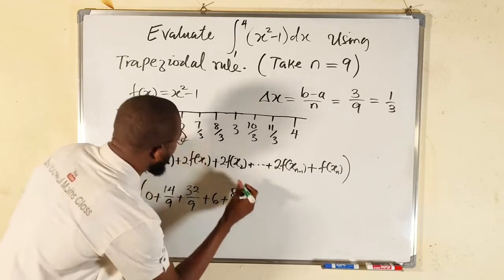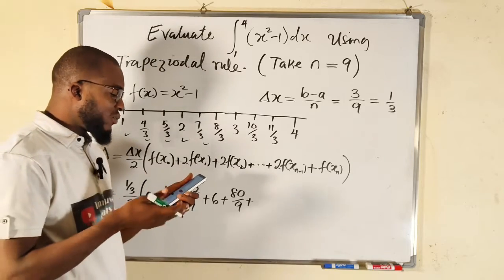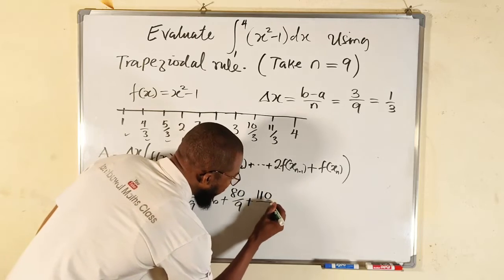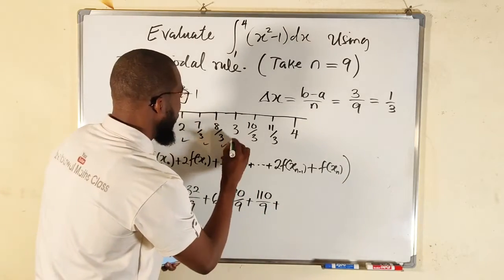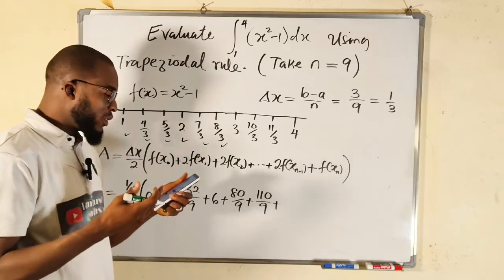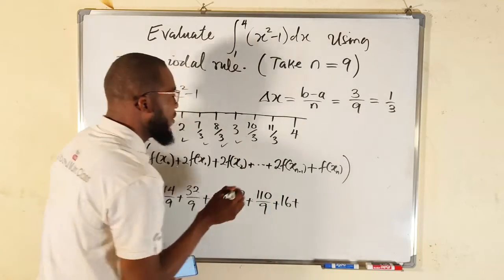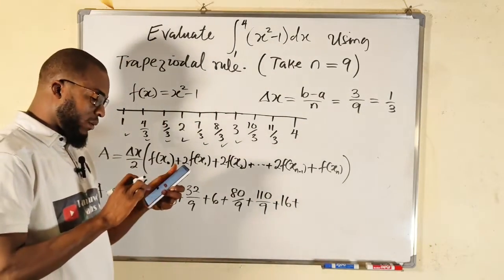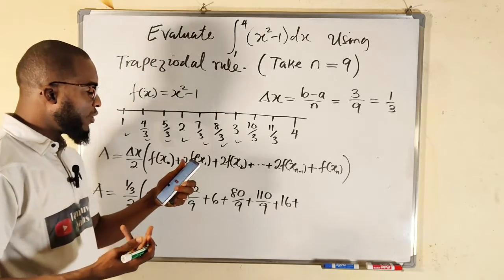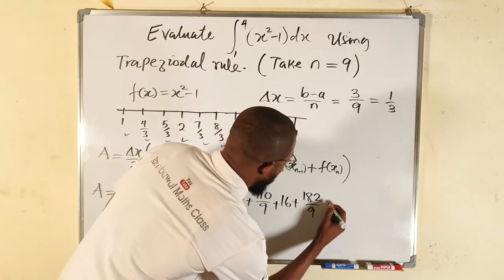Then you take 8 over 3. You square that, you subtract 1, then you multiply by 2. That will give us 110 divided by 9. Then you take 3. You square that, you minus 1, you multiply by 2, that will give you 16. Then you take 10 over 3. You square that, you subtract 1, then you multiply the result by 2. That will give us 182 divided by 9.